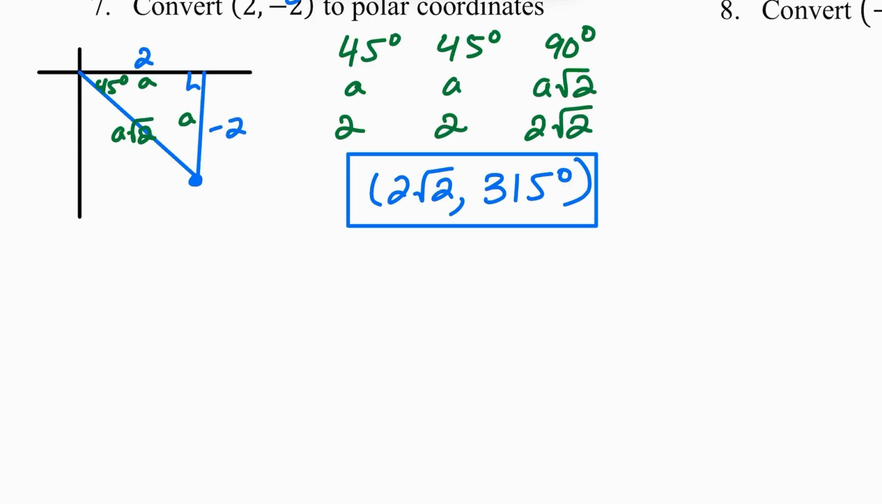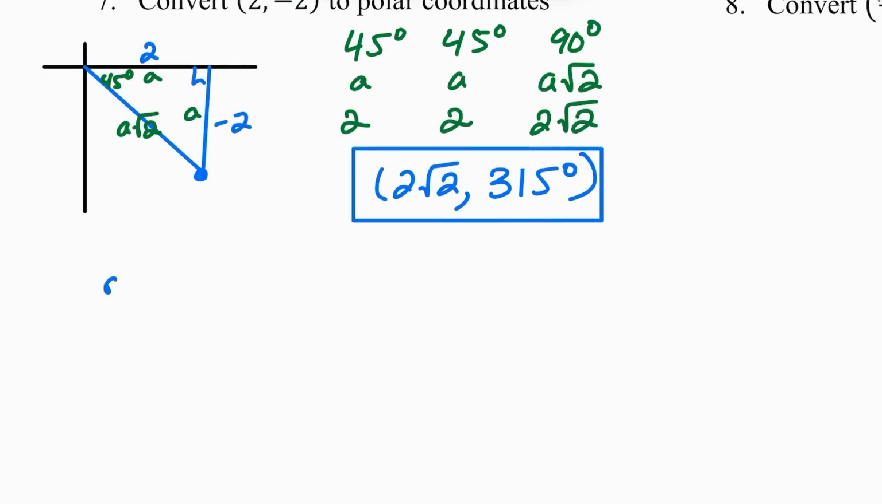There are other ways of doing it. Just for the sake of notes, if you're the type of person that wants to use these formulas, we have r squared equals x squared plus y squared. So r squared equals 2 squared, which is 4, plus negative 2 squared, which is also 4.